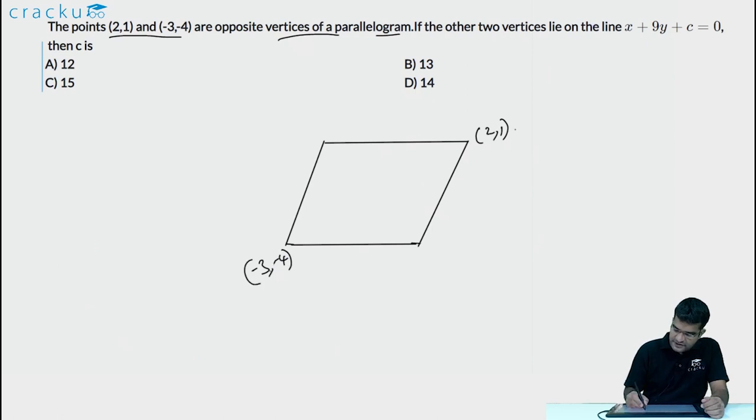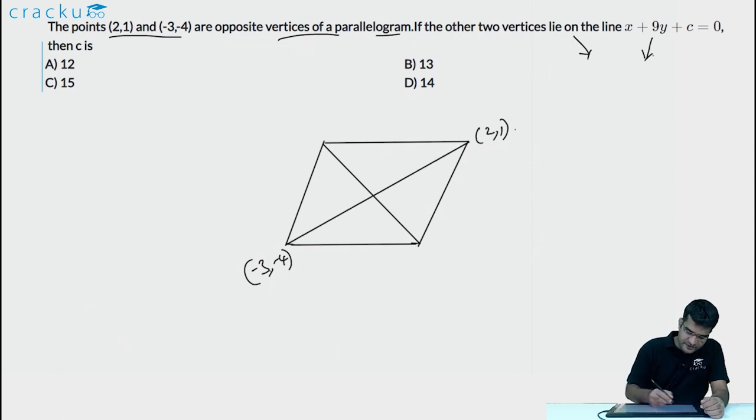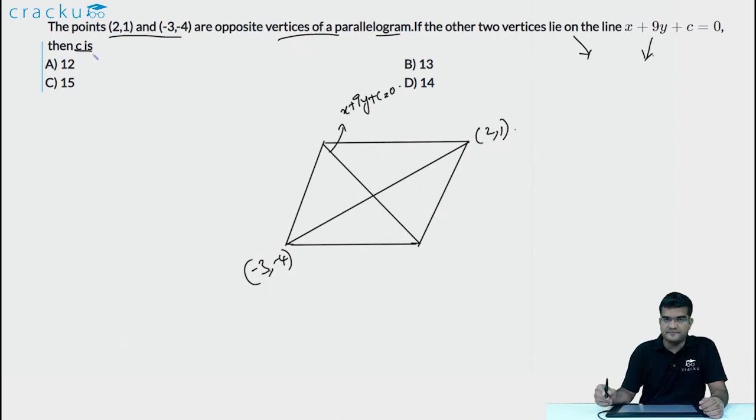We are also told that the other two vertices lie on the line x plus 9y plus c is equal to 0. So let us first connect both the opposite vertices. So these are the diagonals of the parallelogram, and we have been told that this line is x plus 9y plus c is equal to 0, and we are required to calculate the value of c.